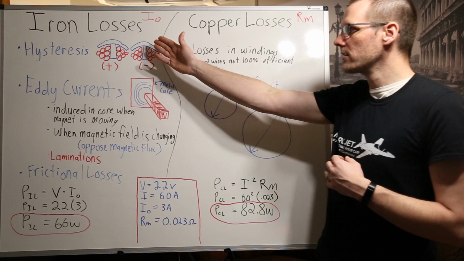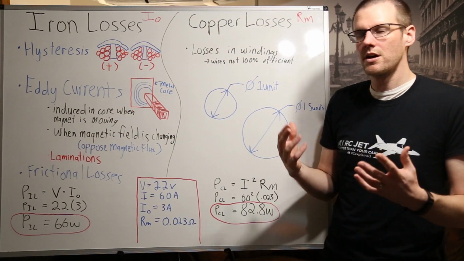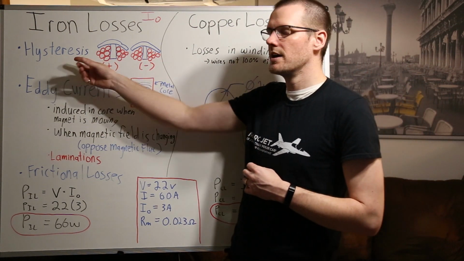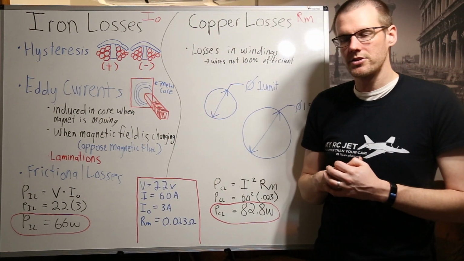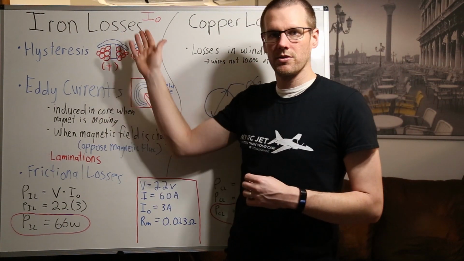So now let's see what we get when we start talking about our iron losses. Well, what we do with iron losses is we break it down into 3 separate components. We start off with hysteresis. Hysteresis, in order to get a good understanding as to what this means, I've drawn up this very simple sort of image here.